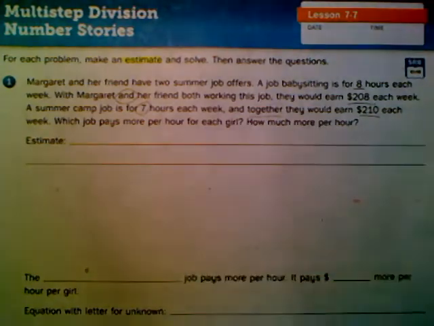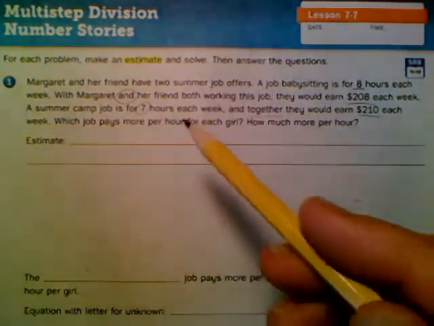Okay, now in the estimate, we don't have to come up with that exact answer. We have to just round it off, figure it out, and see what we have going on here. Now, the question is not which one earns more money, because that's already answered. This one, 210, is more than 208. But that's not what it's asking. It's asking which one pays more per hour for each girl, and how much per hour.